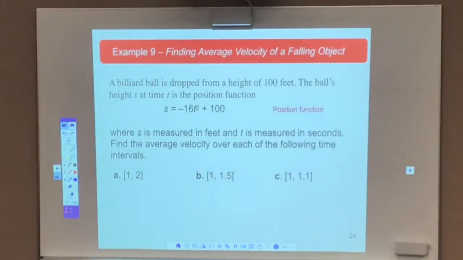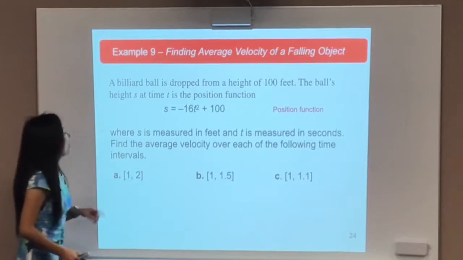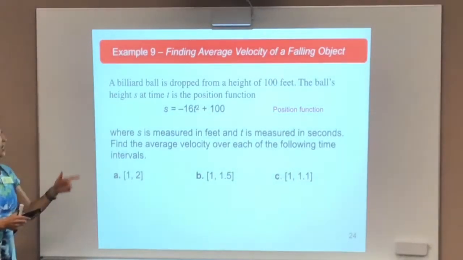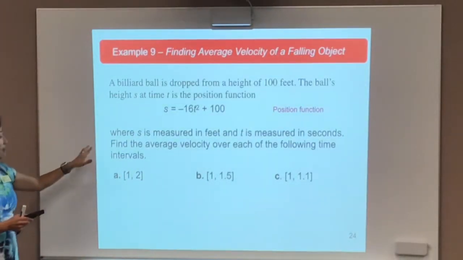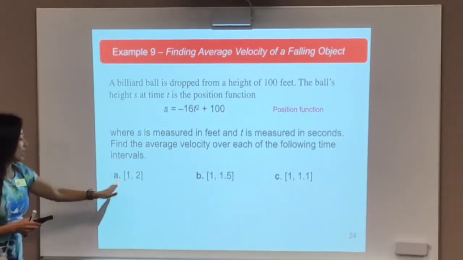All right, a ball is dropped from a height of 100 feet. The ball's height s at time t is a position function. s is equal to negative 16t squared plus 100. That is your position function, where s is measured in feet and t is measured in seconds. Find the average velocity over each of the following time intervals.